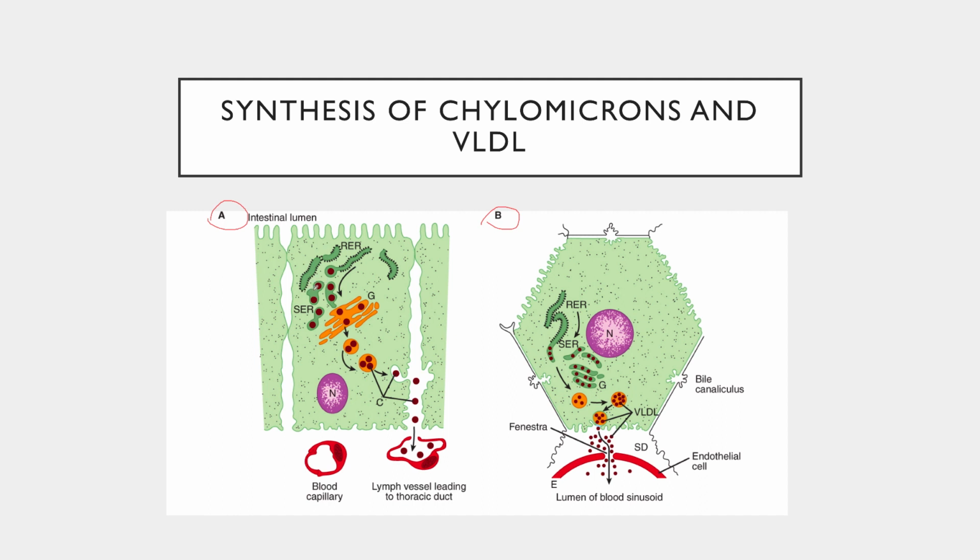Here you can see the nascent chylomicrons will then undergo several modifications in the Golgi before being released from the cell. In the case of chylomicrons, these are released into the lymphatics through the chyle and will then enter into the bloodstream through the thoracic duct. This is in contrast to VLDLs released from the liver, which are delivered directly into the bloodstream.